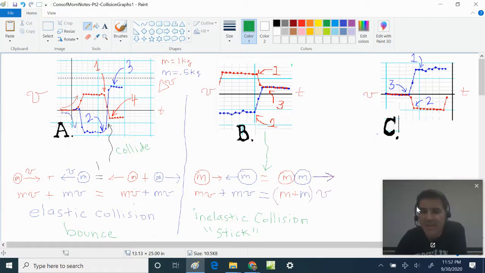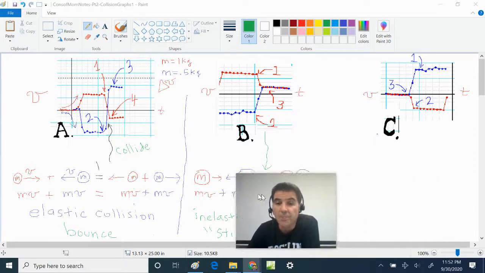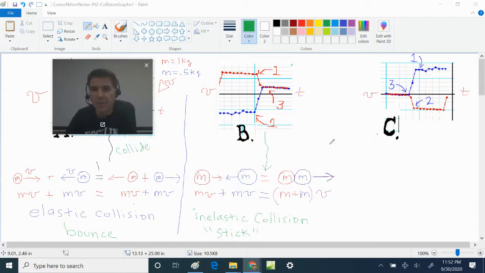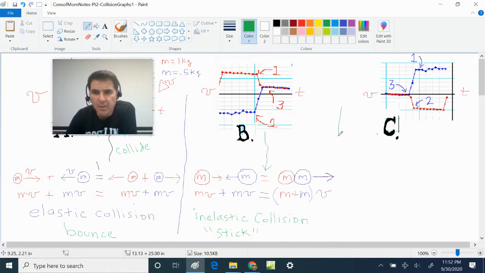Okay, the last thing we have is something called an explosion, and I think it will make sense when you see an explosion why it's called an explosion.